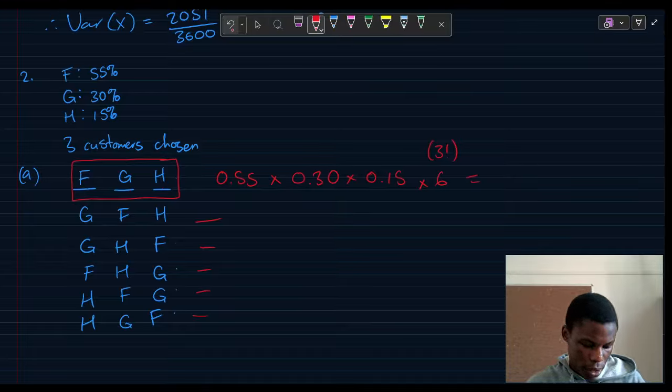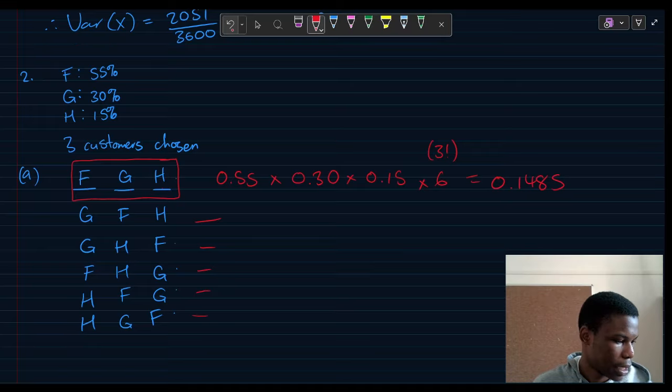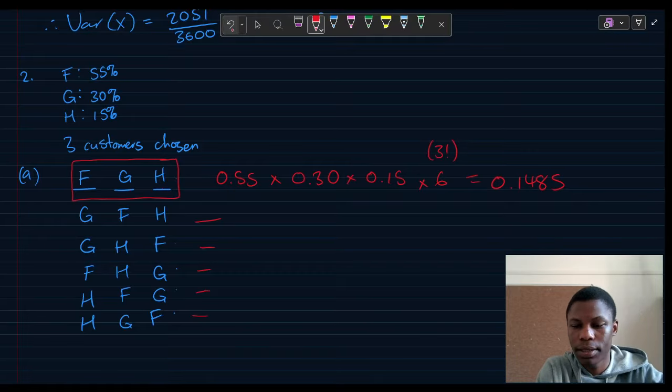So we've got 0.55 times 0.3 times 0.15 times 3 factorial or 6, which gives us 0.1485. And that's our final answer.